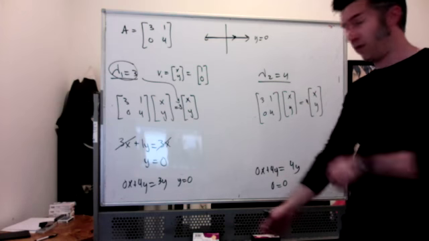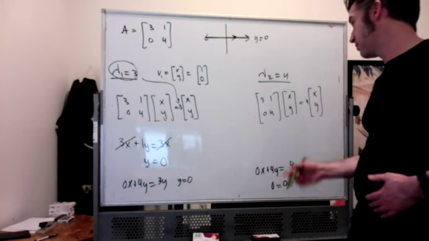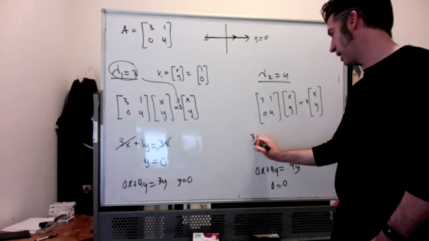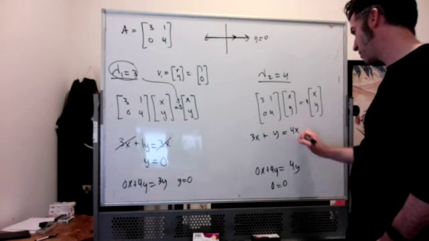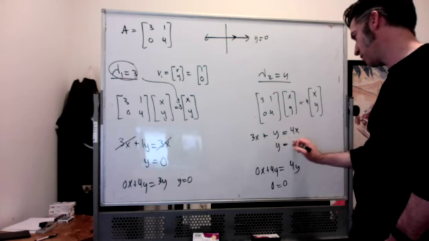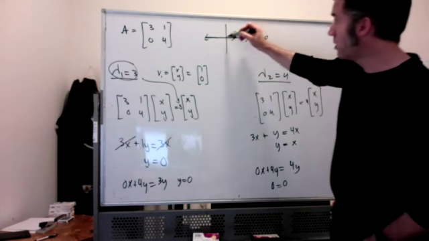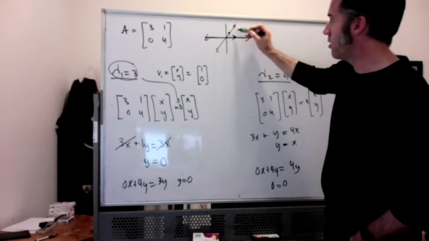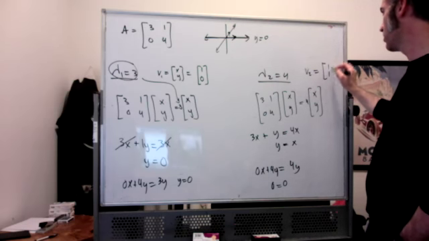So if you ever get that as your first equation, you do need to definitely look at the second equation. So let's look at the other equation. 3x plus y equals 4x. Subtracting 3x, I get y equal to x. So my other vector is 1, 1. Y equals x, so my vector here is 1, 1.